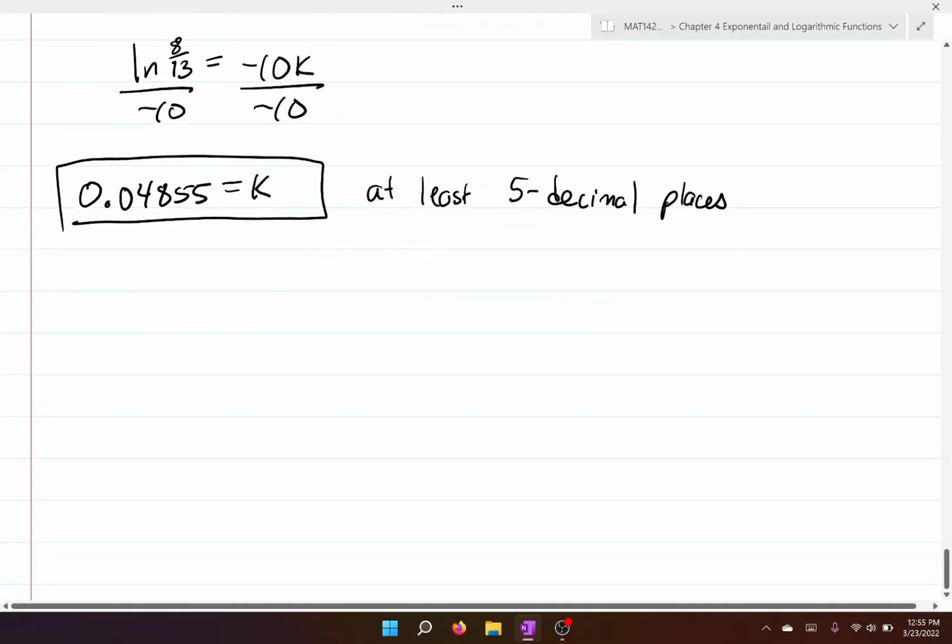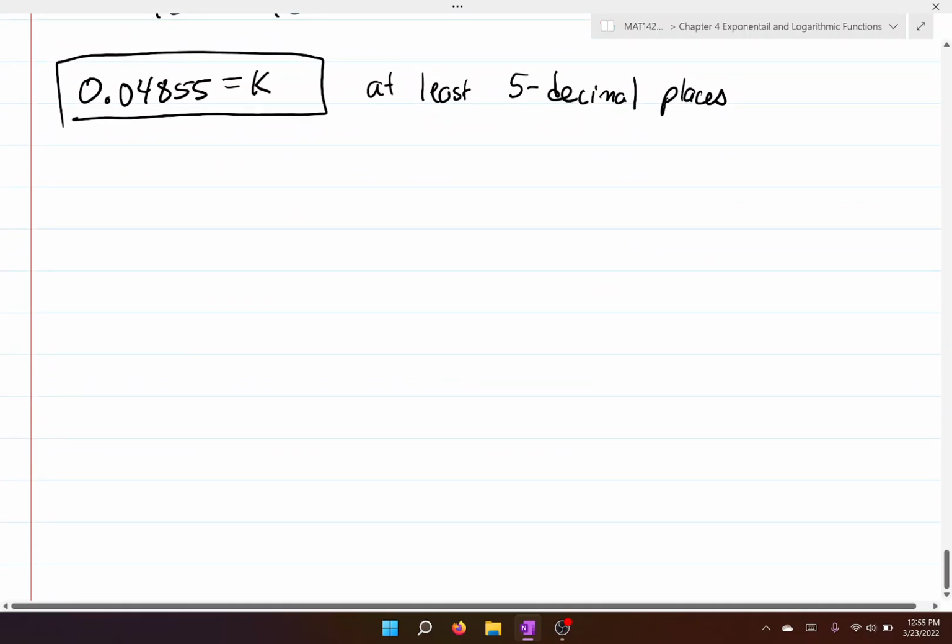All right, and right there, we can finally write our proper model. The temperature of the coffee at any time t is going to equal 130 e to the negative 0.04855 t plus the temperature of the surroundings, which is 70.